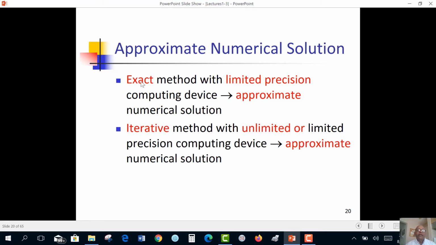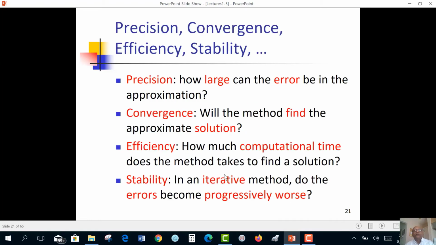And of course, if we don't have an exact method, if we have an approximating or an iterative method, it doesn't matter whether we have an exact computer or the usual limited precision computing device. Of course, we are going to get an approximate numerical solution. So most of the time, once we involve computing devices, we are always getting an approximate numerical solution. So the key question is how approximate it is.